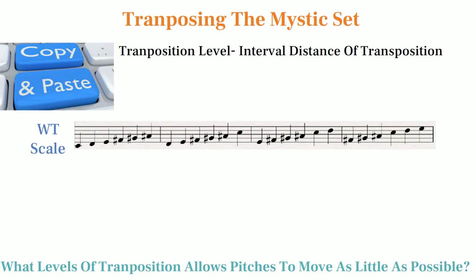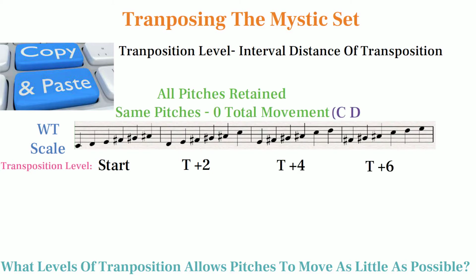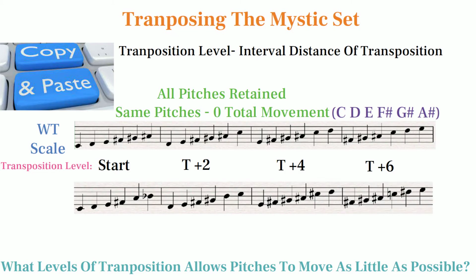If the whole tone scale is transposed at the level of 2, 4, or 6 semitones, all its pitches are retained. Since the Mystic Set is only a small derivation from the whole tone set, the most parsimonious voice leading occurs at those same transposition levels for the Mystic Chord.